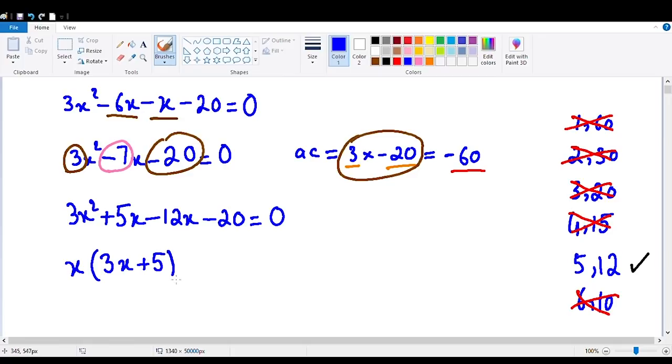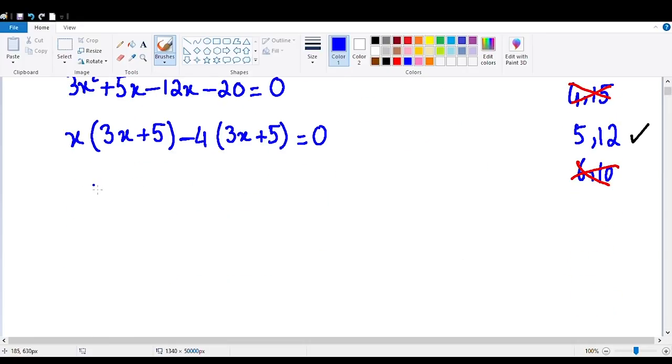And over here we can take minus 4 common, and we'll get 3x plus 5, and it equals 0. So now let's just move down a bit, and 3x is common again, so we'll take x common: 3x plus 5, and the other one will be x minus 4 equals 0. So now these two factors basically give us the equation.